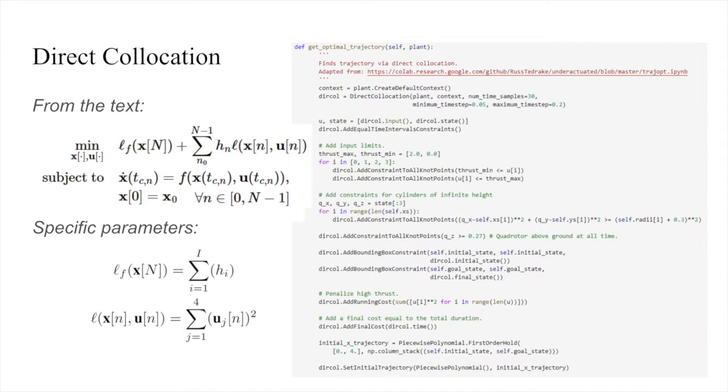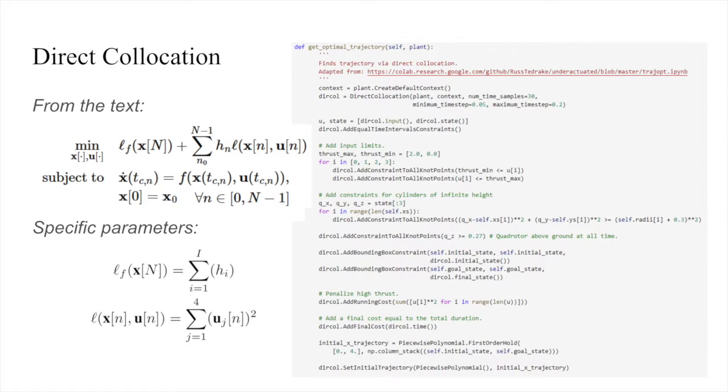For direct collocation, we followed the equations set out in the textbook. We also used classes imported from Drake libraries, most notably the Quadrotor plant class and the direct collocation class. Both of these imports allowed us to abstract away the dynamics of the quadrotor and implement a clean and fast collocation algorithm.